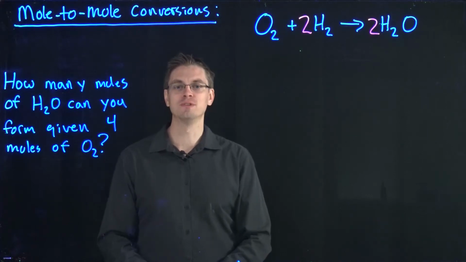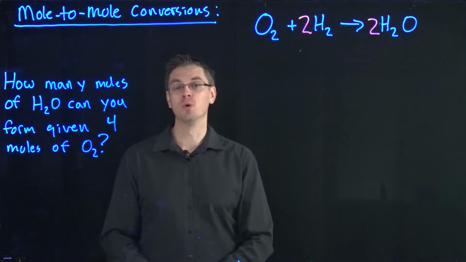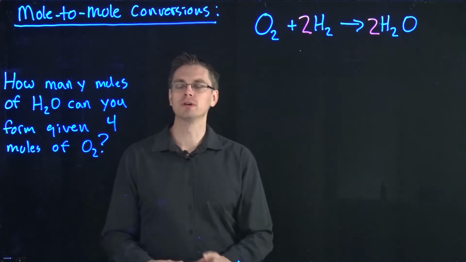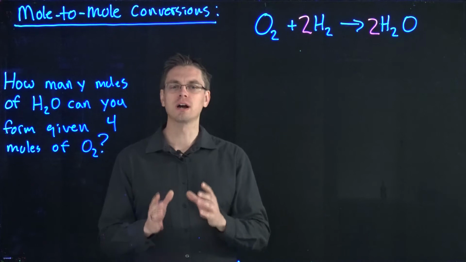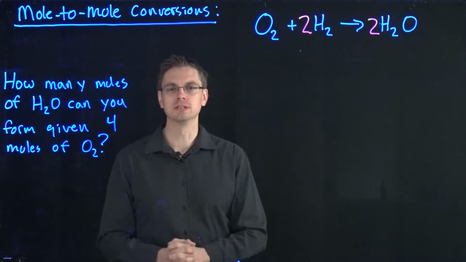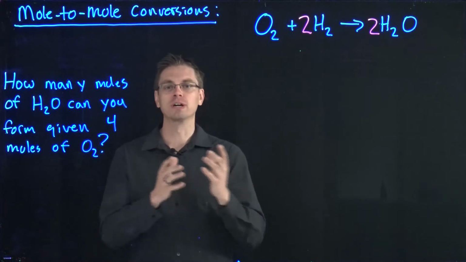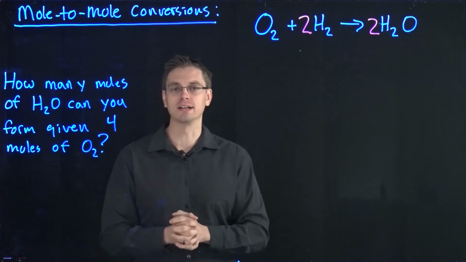Welcome to our first video here on the mini-series involving moles and stoichiometry reactions. In this introductory video, what we want to do is talk about how we can use the concept of mole-to-mole conversions in order to determine how much product we can form if we're given a certain fixed amount of reactant.